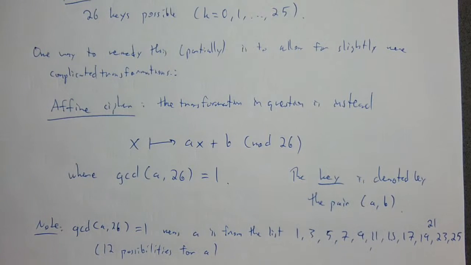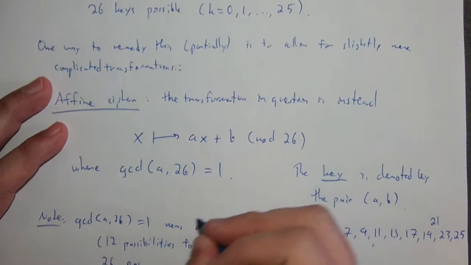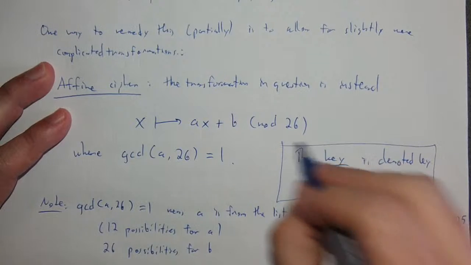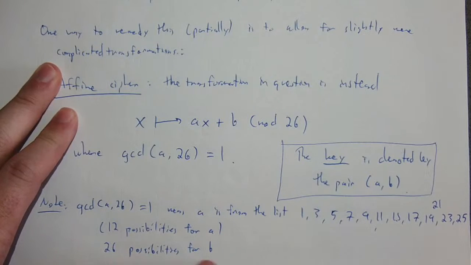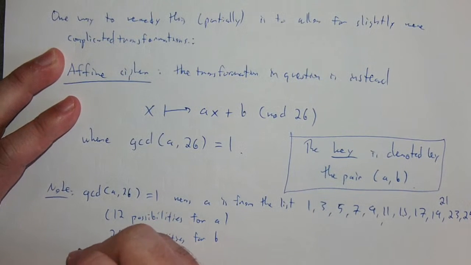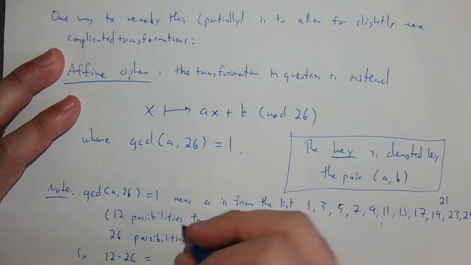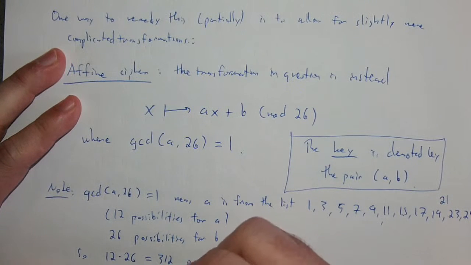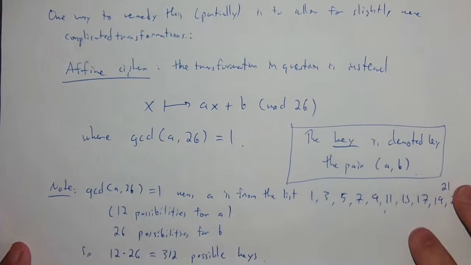There's 12 possibilities for A, 26 possibilities for B, and since a key is denoted by a pair, I'm counting the number of ordered pairs A, B, where A has 12 possibilities, B has 26 possibilities. So 26 times 12 possibilities for the key, so that's 312 possibilities for my key. Okay, so there's 312 possible keys.